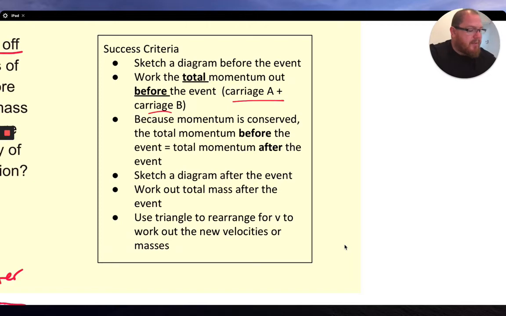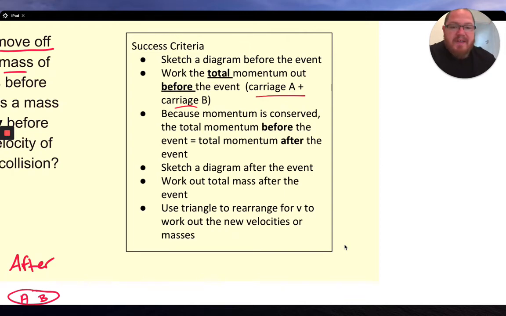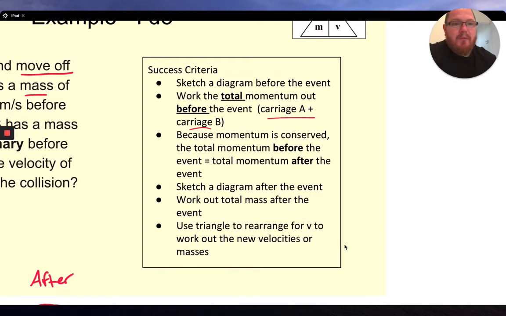Then it says, because momentum is conserved, the total momentum before and after the event should be the same. So then it sketched the diagram after the event. Well, I've done that already because I'm so used to doing these. In fact, it's a little bit clunky because I'm referring to the success criteria all the time. You'll see as you get into the process of doing that, you won't really be using the success criteria. You'll just be using the method, just like you do in maths, really.